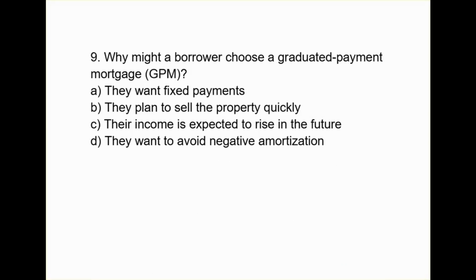Why might a borrower choose a graduated payment mortgage? A, they want fixed payments. B, they plan to sell the property quickly. C, their income is expected to rise in the future. D, they want to avoid negative amortization.